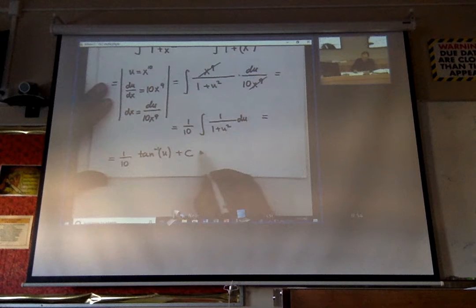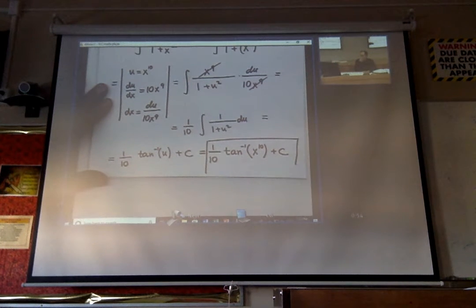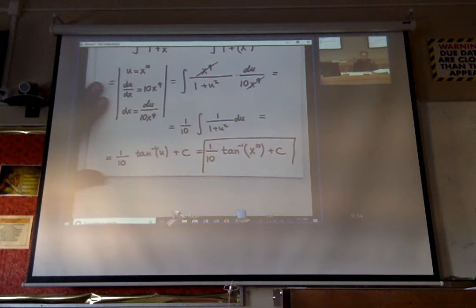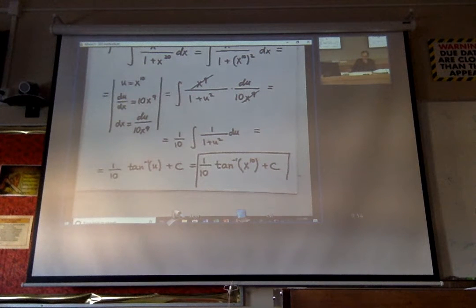And then I have to go back and substitute x to the 10th and plus c. And this will be the answer. Here's the question. Can you prove that this is right? If you take the derivative, right? That's right. So I really want you to do the same thing on the exam. That you find your antiderivative, you find your indefinite integral, and then you take a derivative just to see if you can get this.